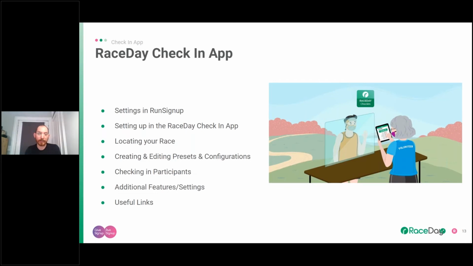How do I locate the race? How do I create and edit presets and configurations? And we'll talk about what those are. How do I actually hand off to a volunteer and let them check in participants? How would they use the app themselves? And then a few other things at the end about additional features and settings, and some useful links.